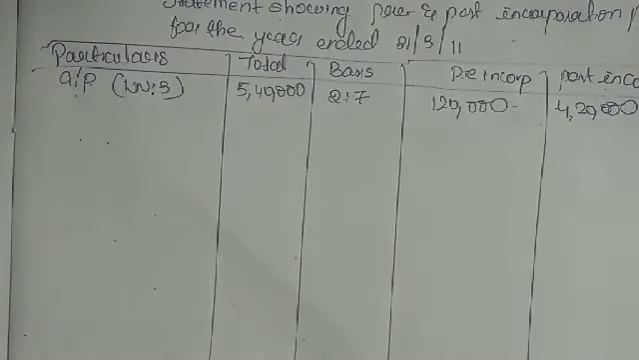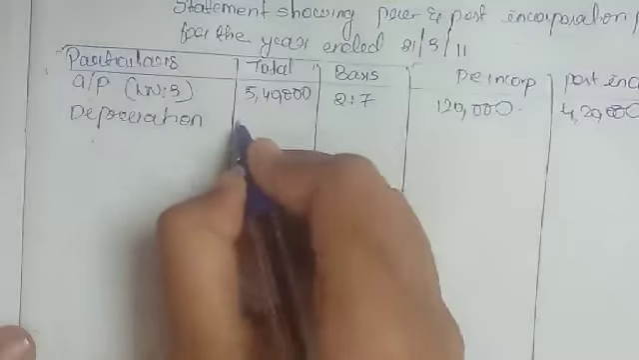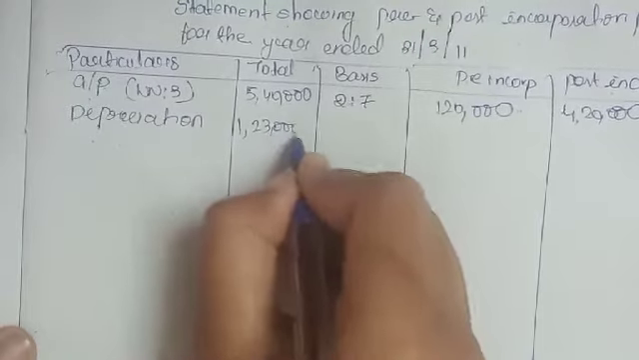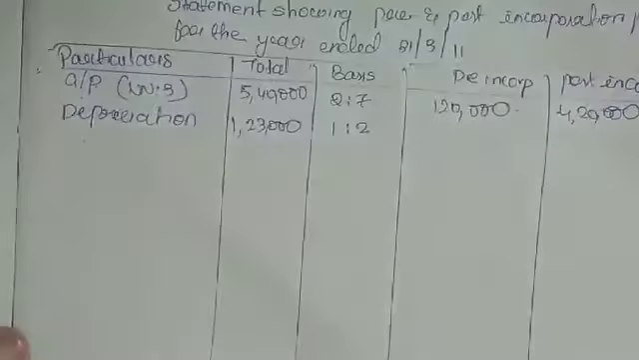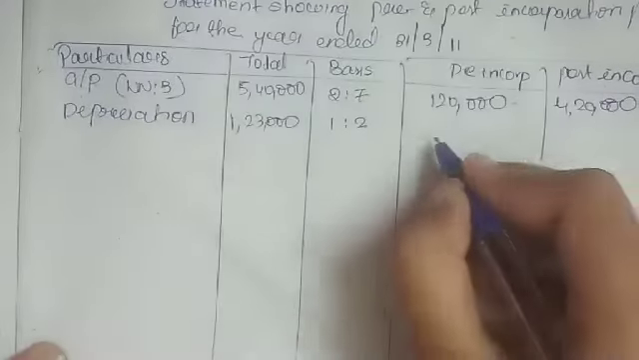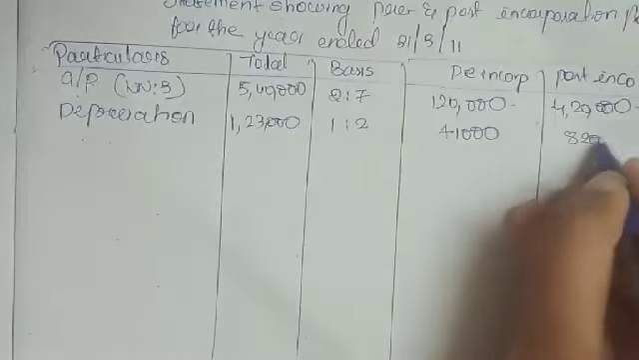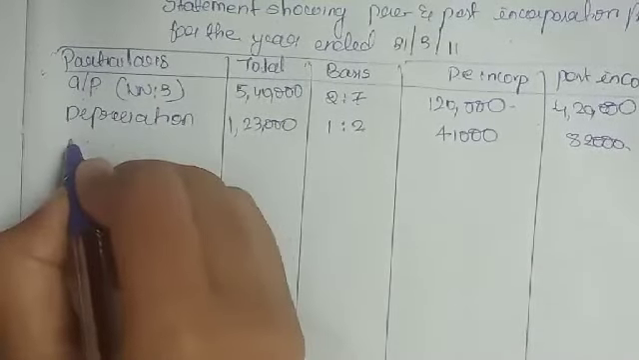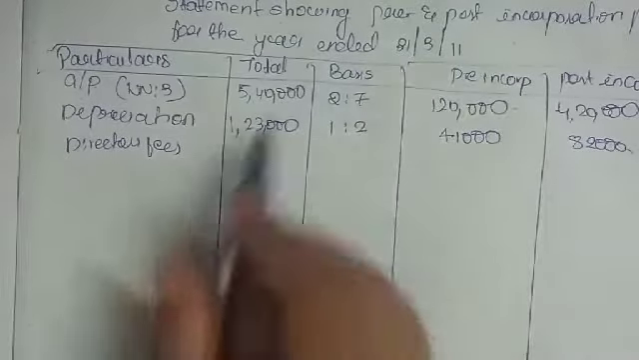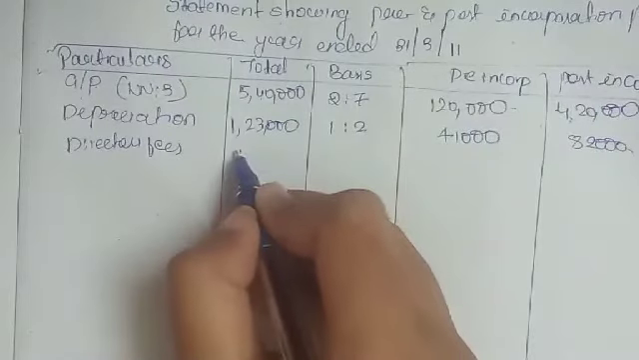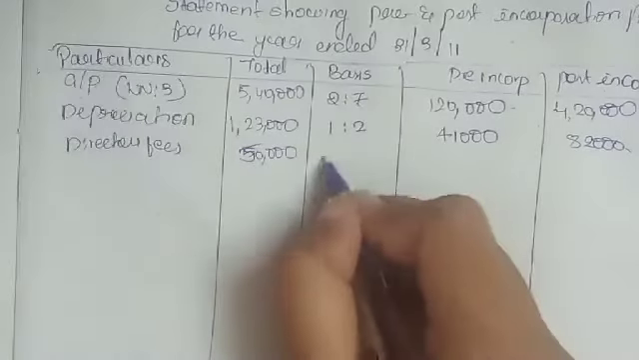Then next one is depreciation. Depreciation is on the time basis. Total depreciation is 1,23,000. Time ratio is 1 is to 2. So how much do we get? 41,000 and 82,000. Next is director's fees. Once we find out all the ratios, it will be so easy that we can do it so fast. 50,000. Director's fees is always post.